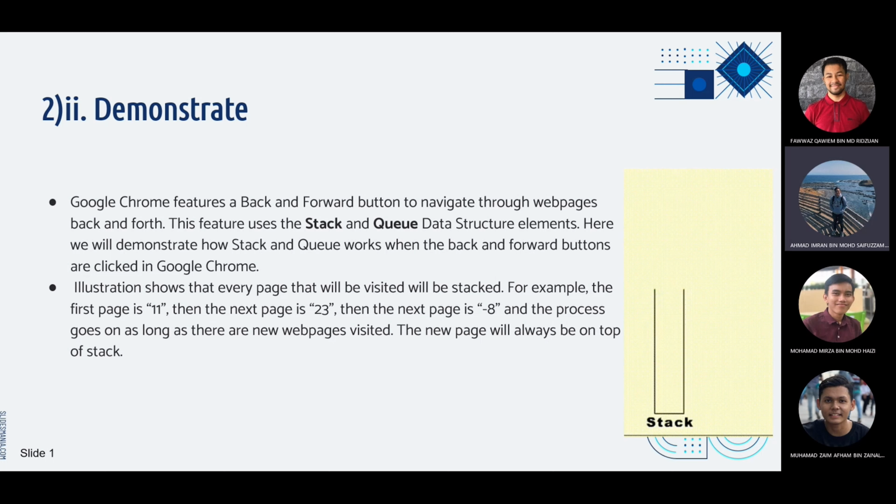The illustration here shows that every page that is visited will be stacked in respective order. For example, in this illustration, the first page is 11, as we can see at the bottom of the stack. Then the next page is 23, and the next page is -8, and the process goes on as long as there are new web pages visited. The newest page will always be on top of the stack. Next slide.